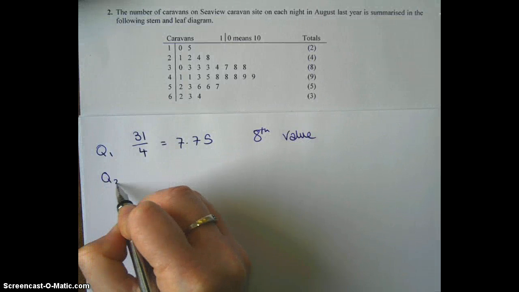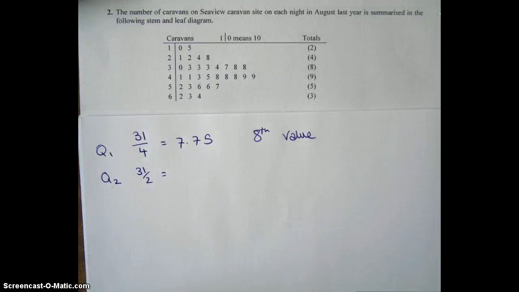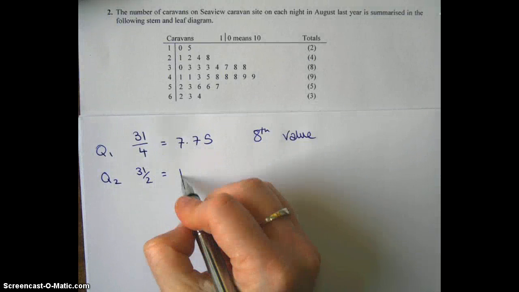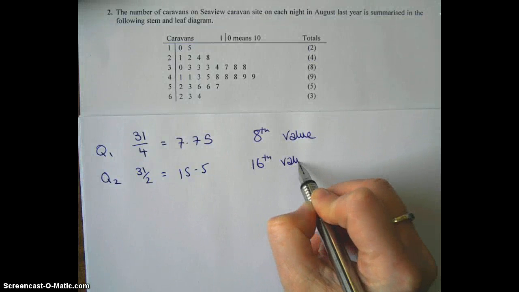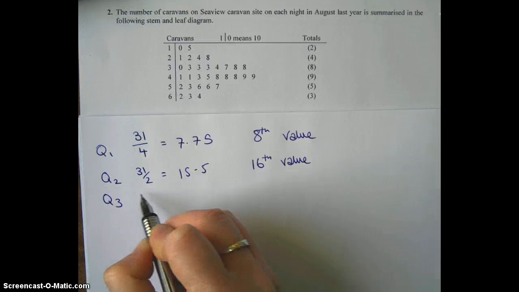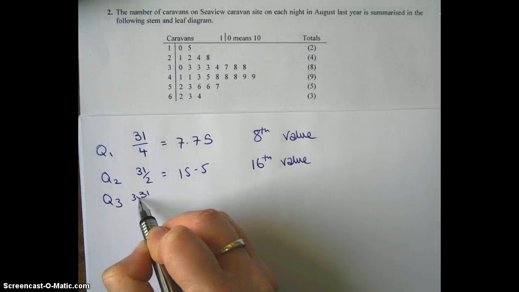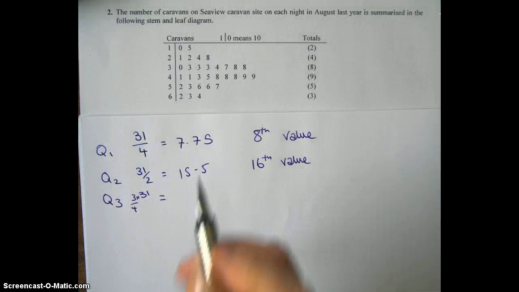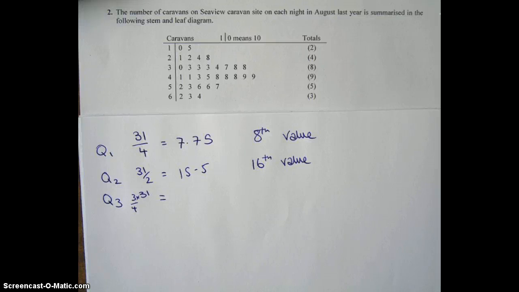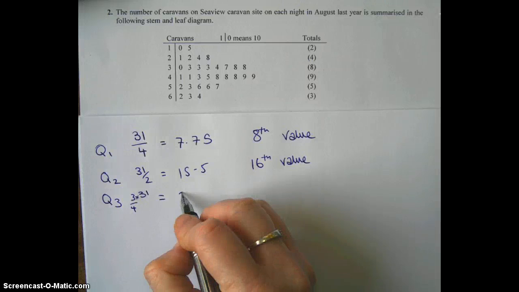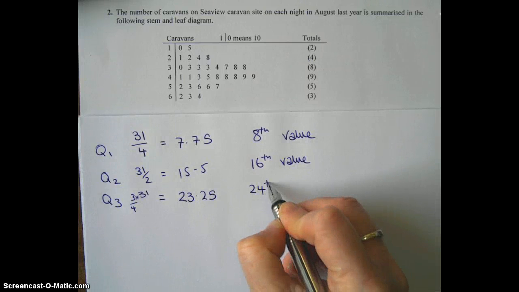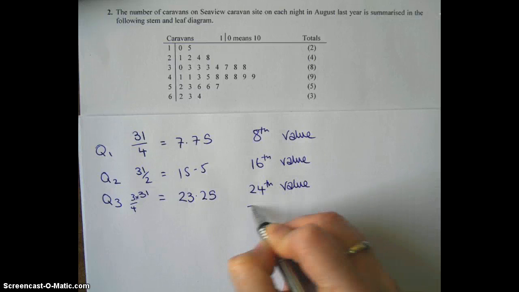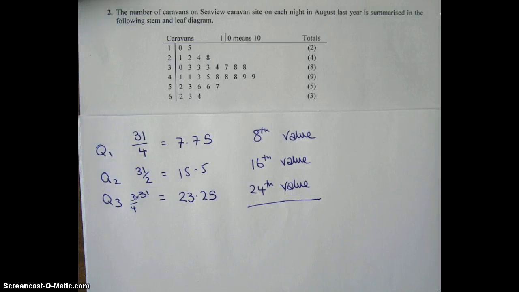To find Q2, we're going to do 31 divided by 2. That gives me 15.5, so I'm going to go to the 16th value. And to get Q3, I'm going to do 31 times 3/4. 3/4 of 31 is 23.25, so we want to go to the 24th value. So these tell me where I want to go in my table to get my quartiles.